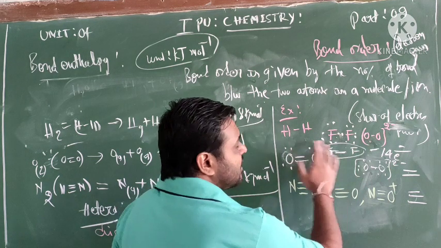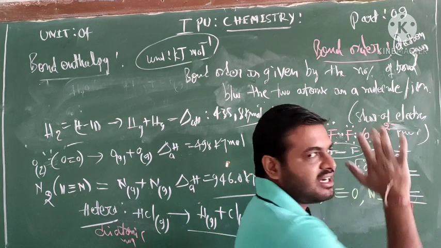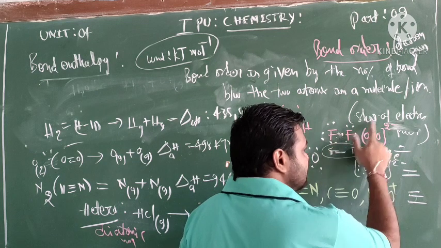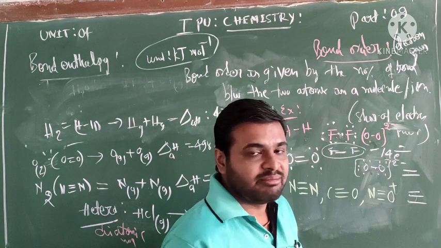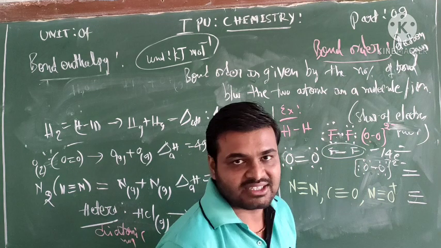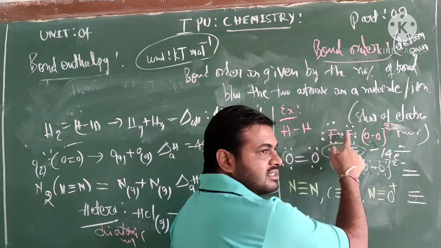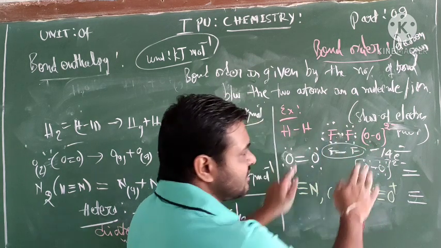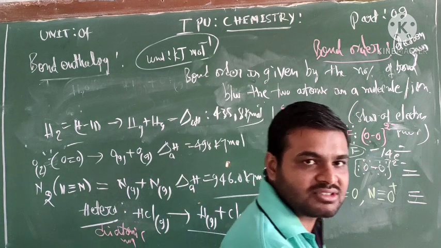This is called what? Isoelectronic molecules or isoelectronic ions. These are isoelectronic molecules. This is an isoelectronic ion. Why do we call them isoelectronic? Because they have identical electrons. This is 14, 14. These have identical atoms and identical electron configuration, and identical bond order. This is isoelectronic molecules or ions.